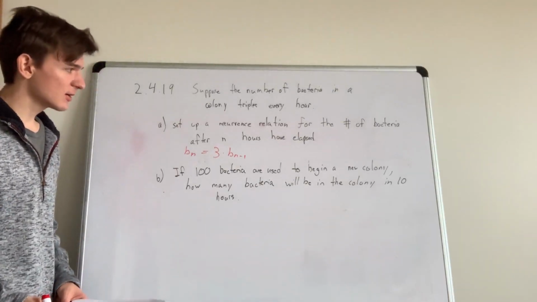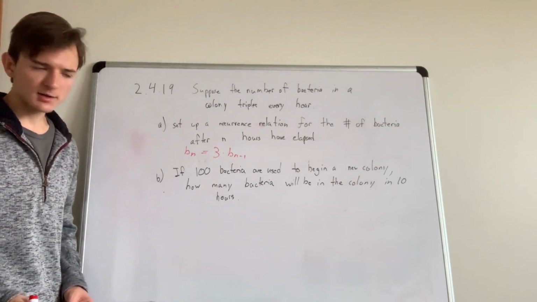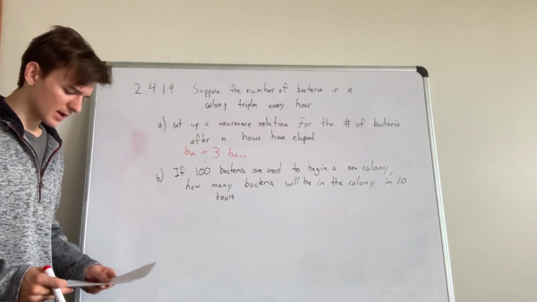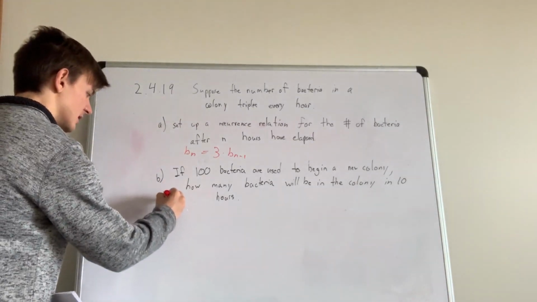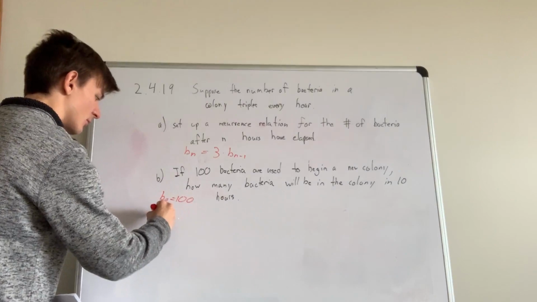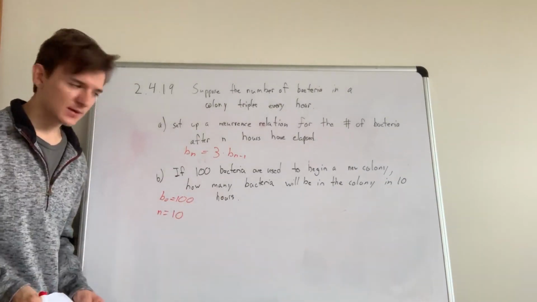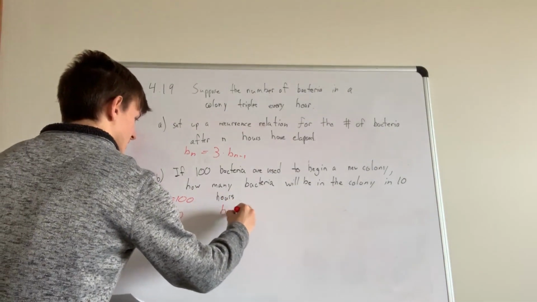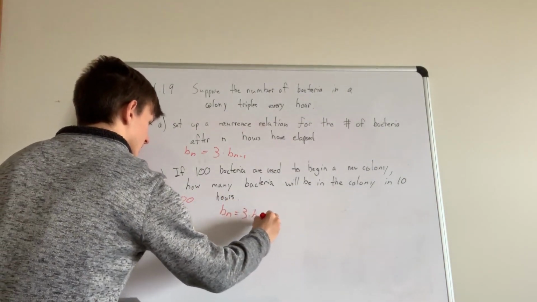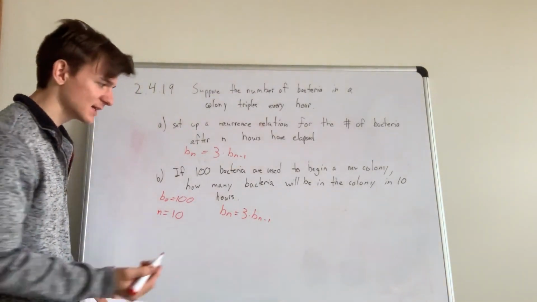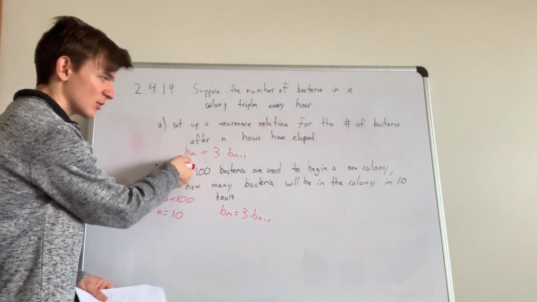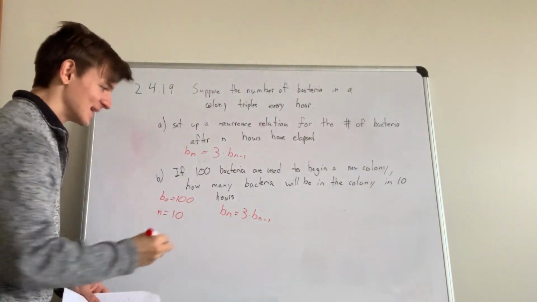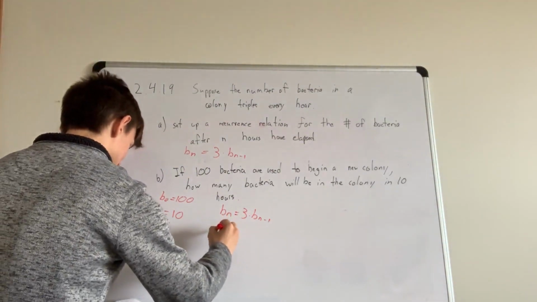So we go on. If 100 bacteria are used to begin a new colony, how many bacteria will there be in the colony in 10 hours? Okay, well, we see that b of 0 is given as 100, and we want to go up to 10 hours. So we begin with our equation, b of n is equal to 3 times b of n minus 1. What happens when we replace b of n minus 1, replacing all the n's with n minus 1? It's kind of a mouthful, but it looks something like this.